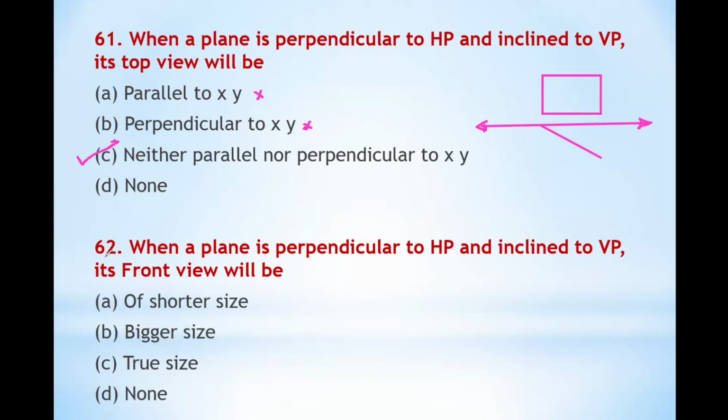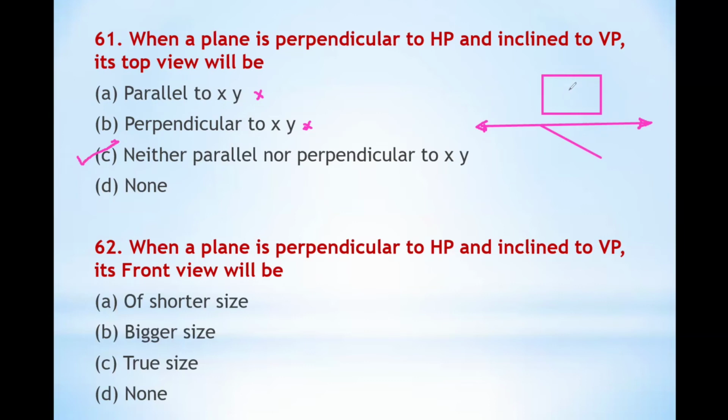Okay, so we'll see now next one, 62 number. So when a plane is perpendicular to HP and inclined to VP, then its front view will be. Now already the same case is there. So we have already drawn its case. We just have to see its front view. How is it? Okay, so we will see here. So first of all, we'll come to here. As whatever this plane is there, it is inclined with respect to the VP.